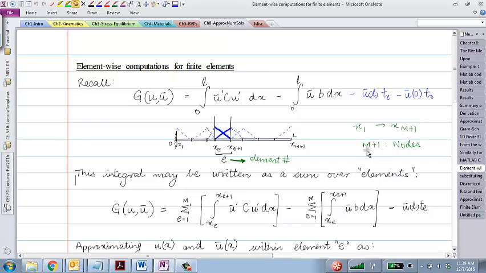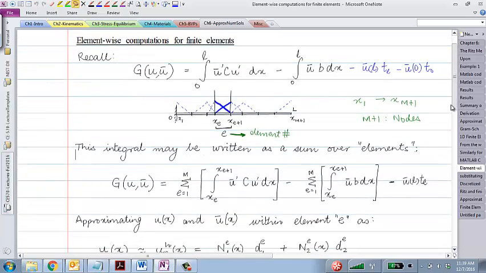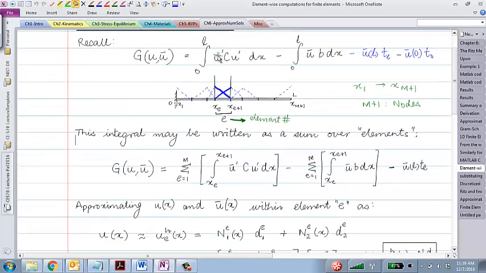In general, if there are m elements in the domain, then there are m plus 1 nodes for a one-dimensional problem. For a 2D, 3D problem, it's slightly different, but the same ideas work there as well. So here's what we'll do. We'll break up any integral as a sum of integrals over the element lengths.